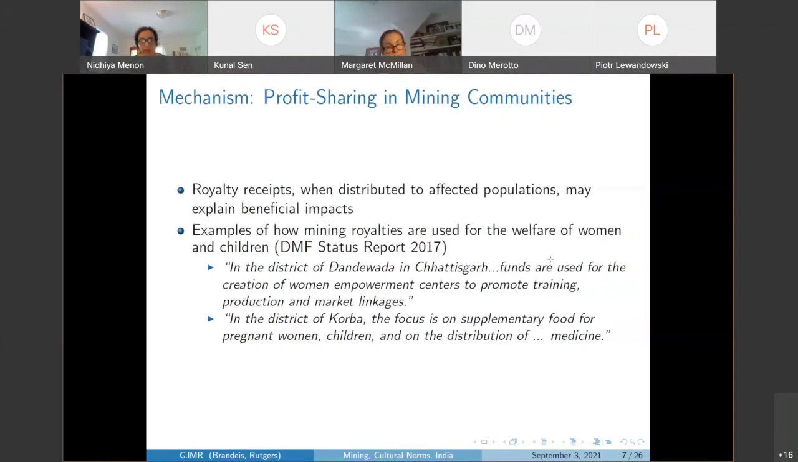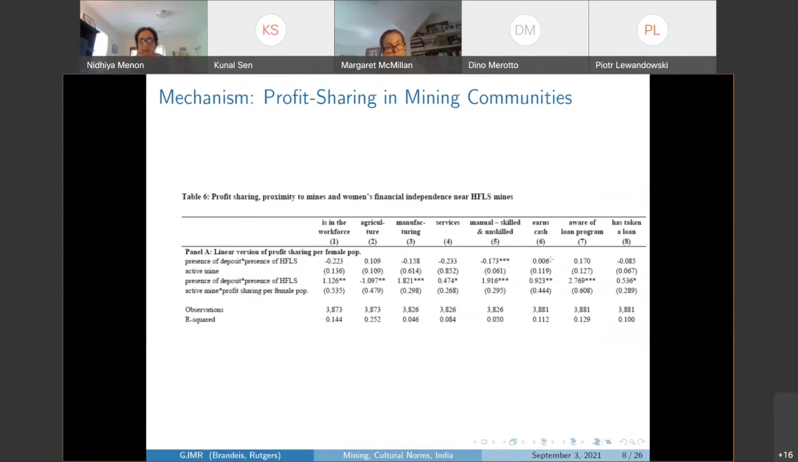We conditioned on this with a bunch of things that we need to, using data from the census as well. And if you look at the third and fourth coefficients, what we see is that the presence of these mining royalties will increase the proportion that the woman is in the workforce, that she's less likely to be in agriculture, more likely to be in manufacturing.